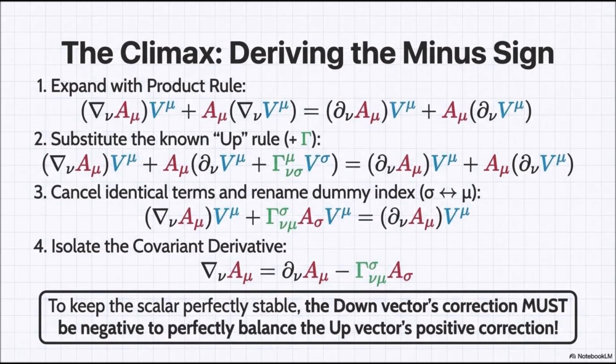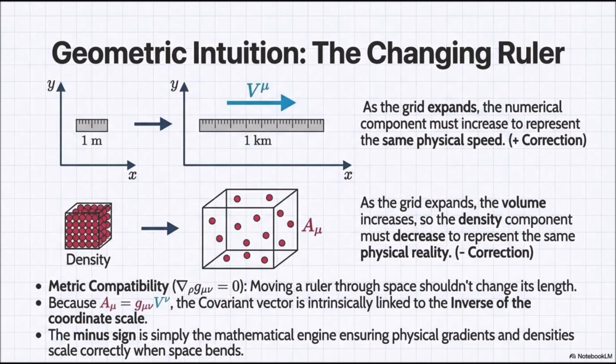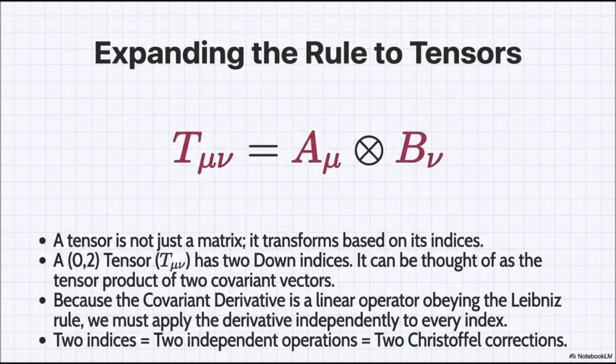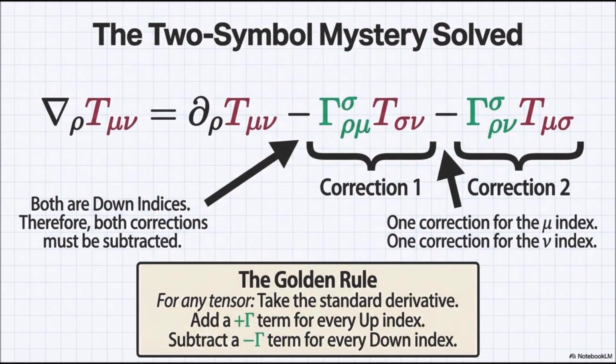Chapter 6 moves us from pure theory to pragmatic application. Section 6.1 distills all of our agonizing proofs into a single mnemonic, the golden rule. It's incredibly simple now that we've done the hard work. Add for upper indices, subtract for lower indices.